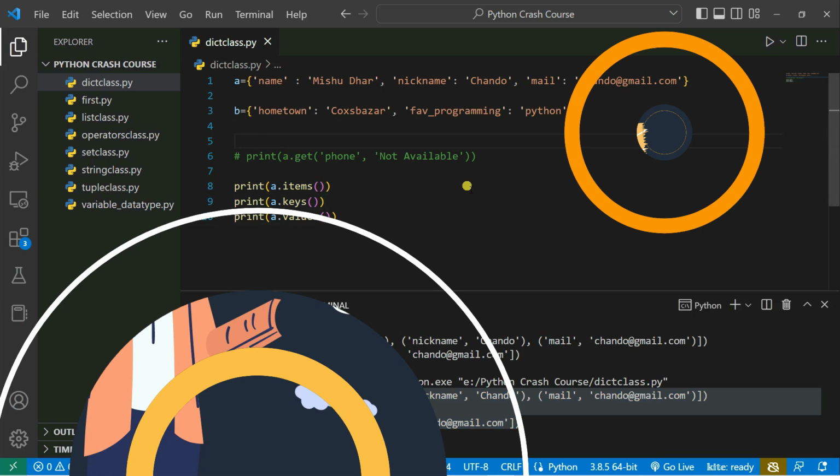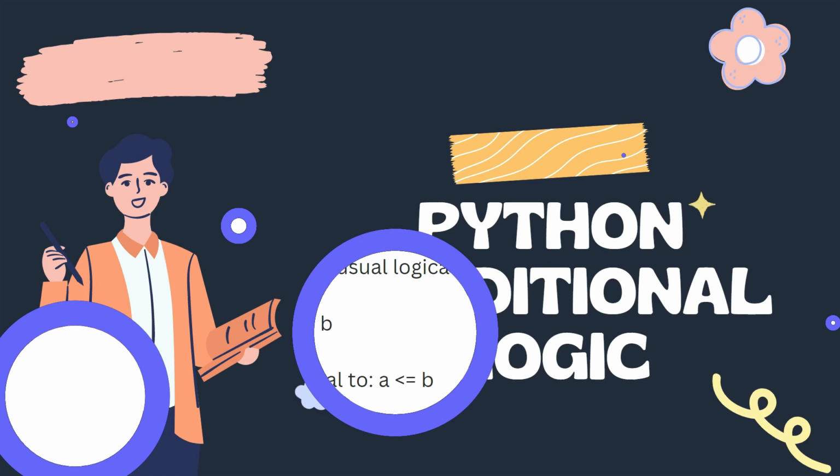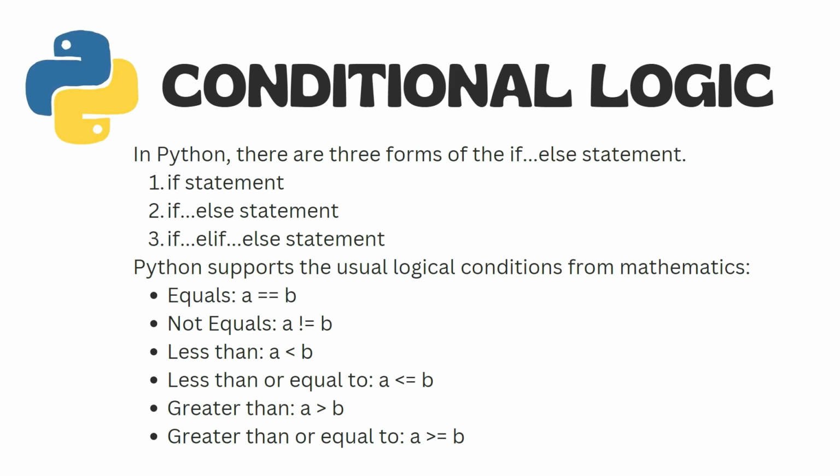So now we're going to discuss Python conditional logic. Conditional logic means if else. In Python, there are three forms of if and else statements. The first statement is called if. For the second, you can use if and also else. The third one is called elif. Elif means what in other programming languages is called else if. And the final one is the else statement. Python also supports the usual logical conditions from mathematics like equals, not equals, less than or equal to, greater than or equal to. You can use these inside your if and else conditions.